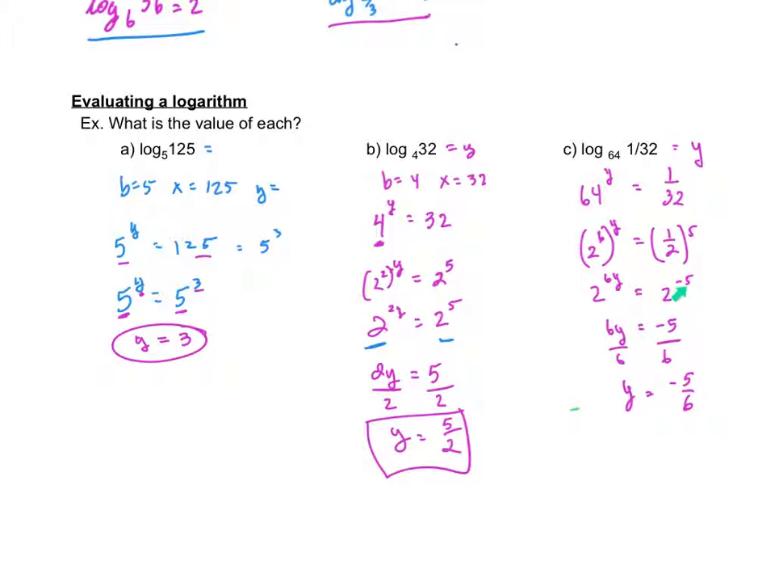And using my exponent rules, I know that I can make that 1/2 into 2 by moving the fraction over the bar and making it a negative exponent. And so then I know that 2 to the 6y equals 2 to the negative 5th. Therefore, I have 6y equals negative 5, divide by the coefficient, and y is going to be equal to negative 5/6.